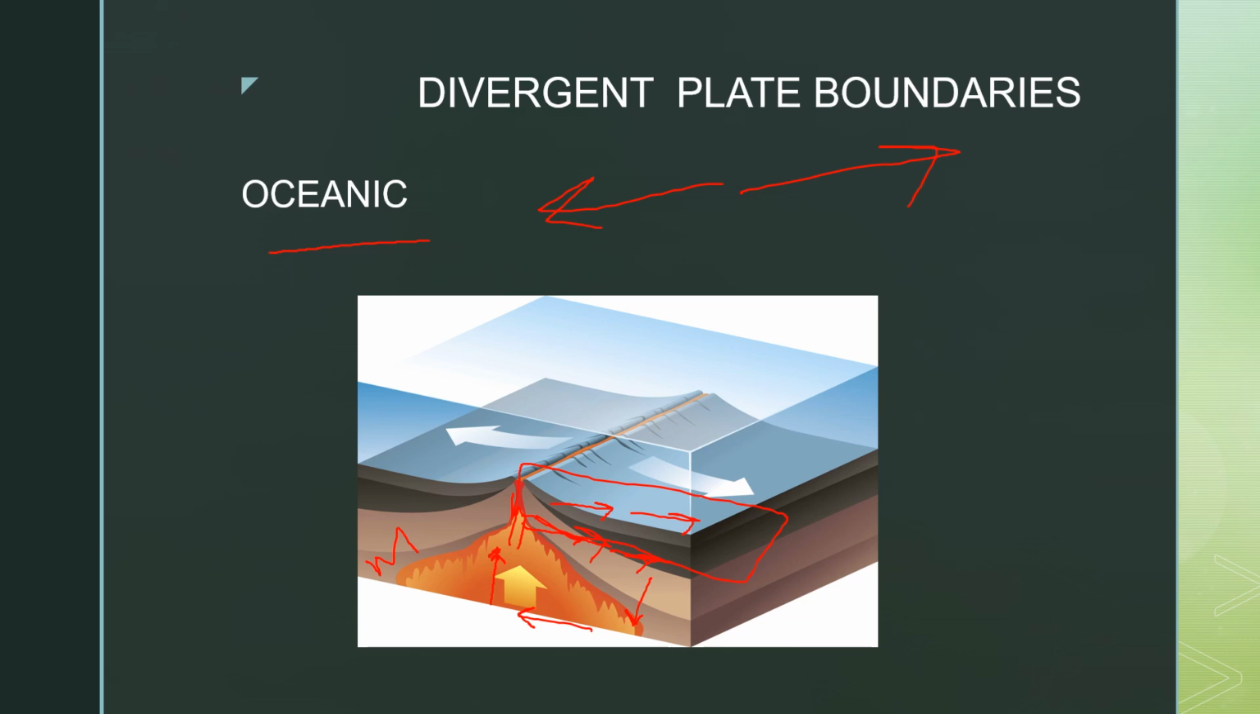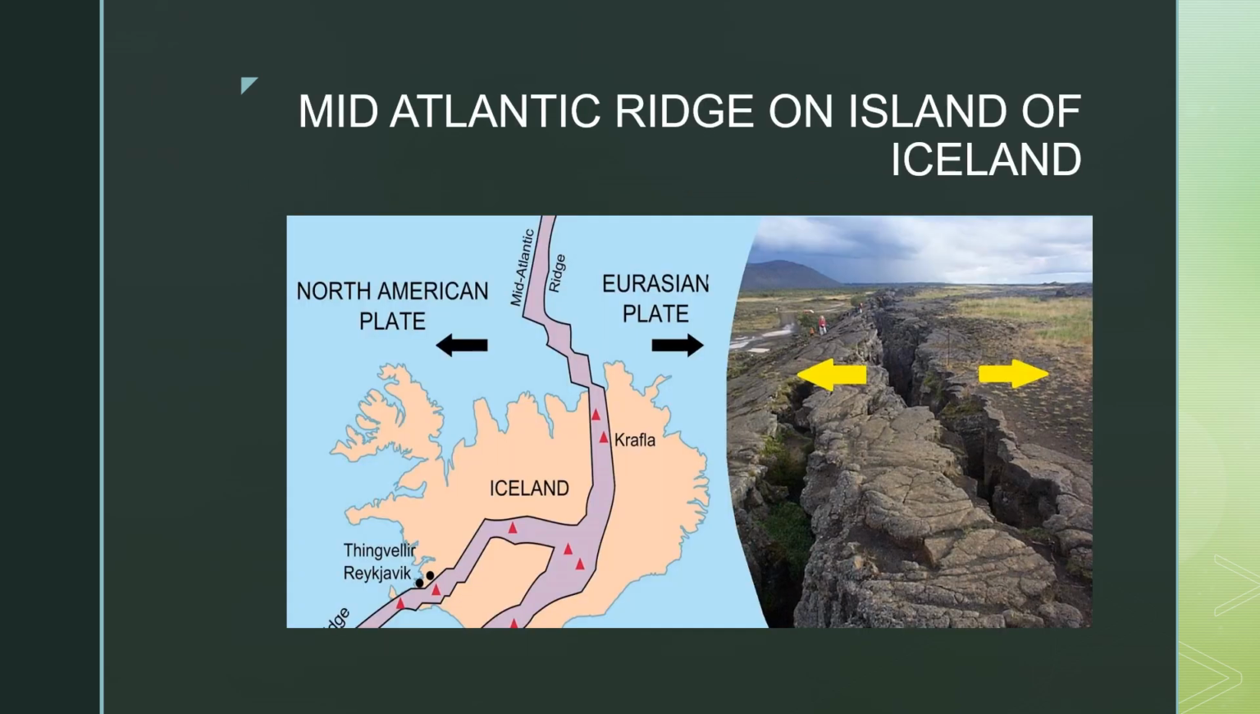If it is oceanic in nature, the example is the mid-Atlantic island of Iceland. This is how the land got broken there due to the movement of magma from the earth. Iceland is in the middle of the North American plate and the Eurasian plate. So we can see that a much higher break is there. This is our mid-Atlantic ridge. This is how this break has taken place due to the divergence process.